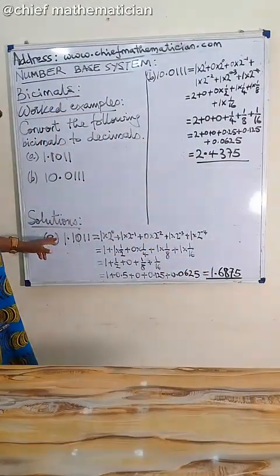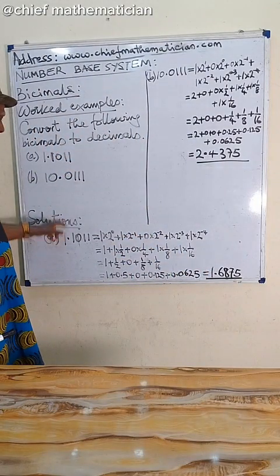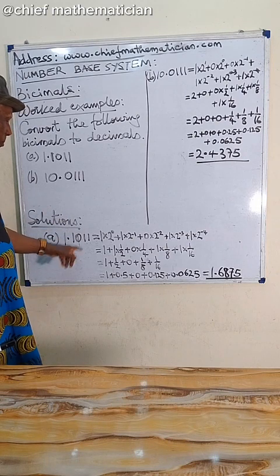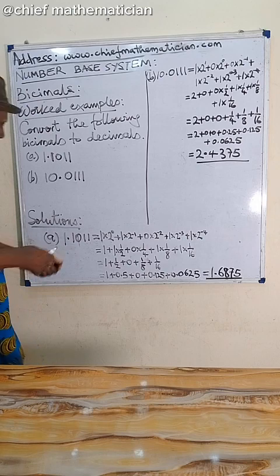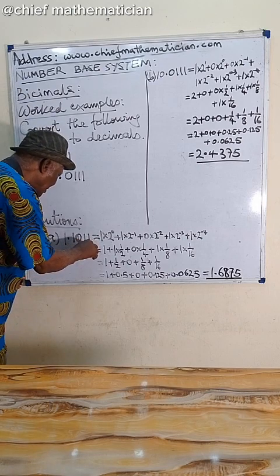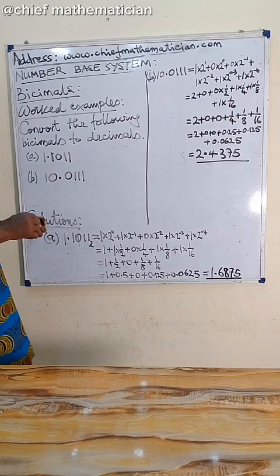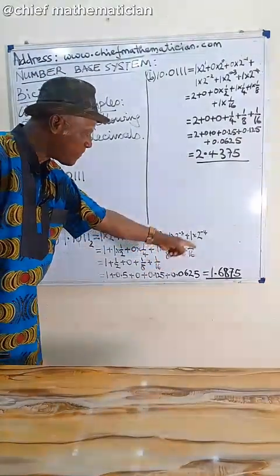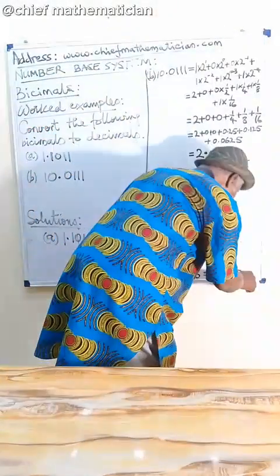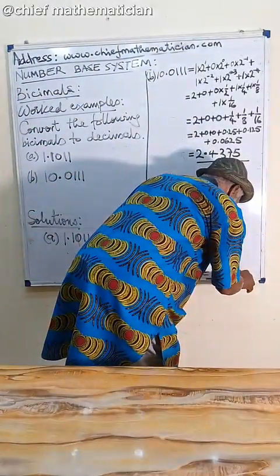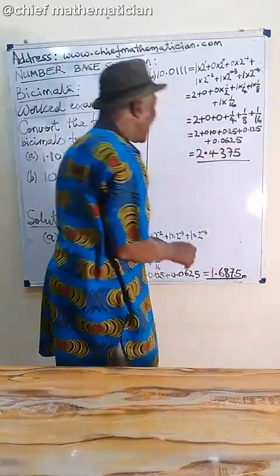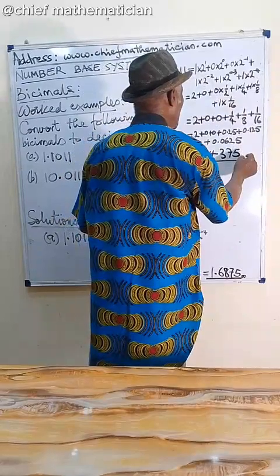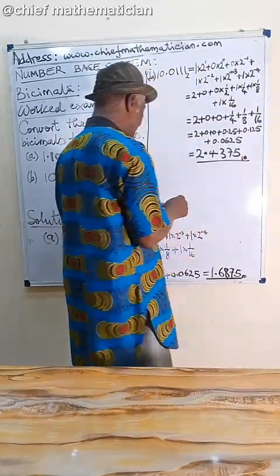So 1.1011 in base 2 is equal to 1.6875 in base 10. I have to note that this is in base 2, and this is in base 10.